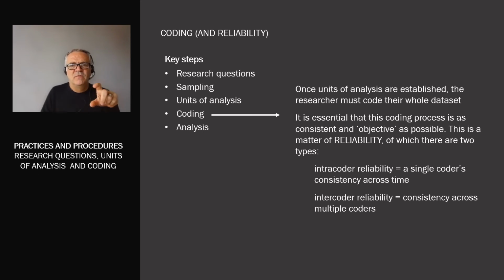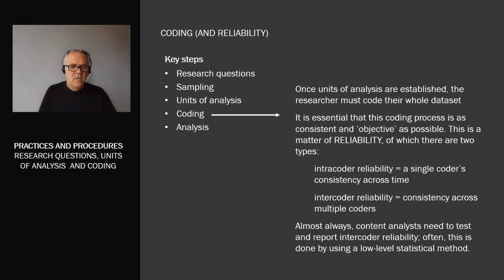Take the example of the University of Southern California study and also the Hoyer et al. studies. Everyone doing the coding would need to agree what counts as a major speaking role or a minor speaking role, or what counts as fully clothed or partially clothed. Almost always, and again, especially with larger studies and with larger data sets, the researchers need to test and report inter-coder reliability. And often this is done by using a low-level statistical method.